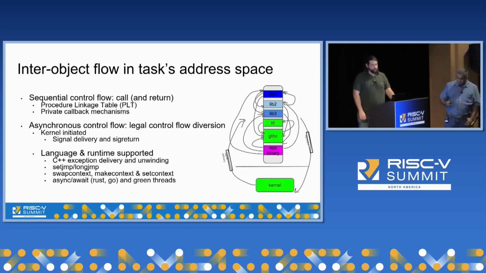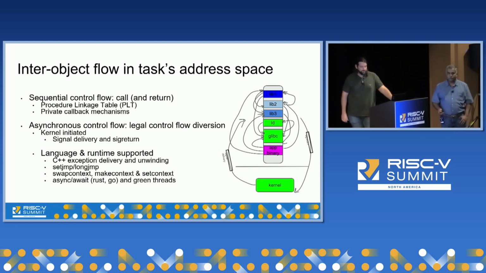Once you have all these objects in your address space, there can be calls and returns happening across these binaries. These may be synchronous calls, and there can also be asynchronous control flows. For instance, there might be signals being delivered by the kernel that lead to signal handlers being invoked, and the return from the signal handler going back to the application binary. And there might also be language-based, non-sequential control flow transfers, such as using setjmp, longjmp, swapcontext. We saw some of that as part of the extension discussion.